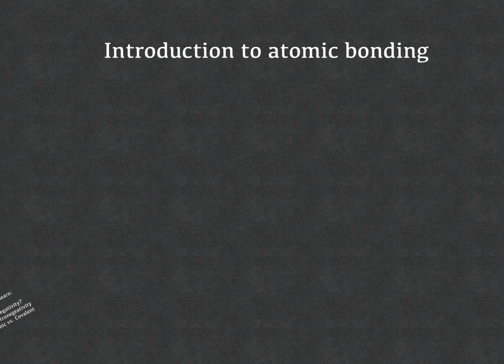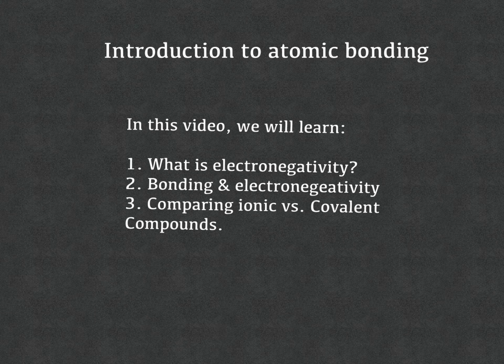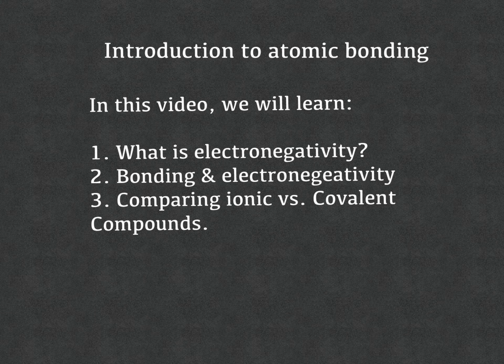So what are we going to learn in this video? In this video, I'm going to focus on three main topics. Those topics are: what is electronegativity? You have already learned about what is electronegativity, but we are going to cover that in greater detail in this video. Then we are going to talk about the relationship between chemical bonding and electronegativity. And last but not least, we are going to compare the properties of ionic and covalent compounds.